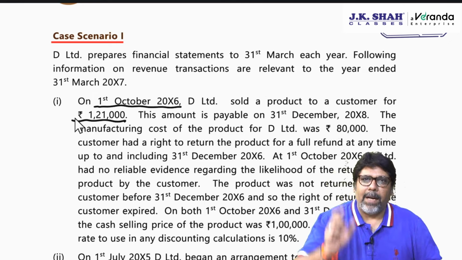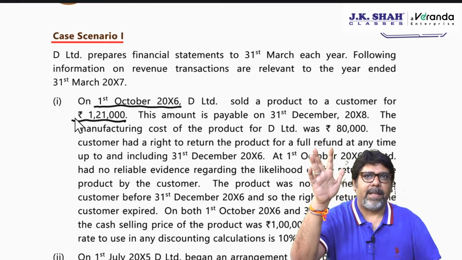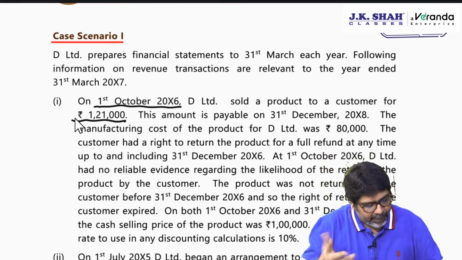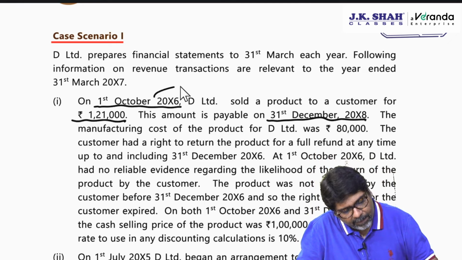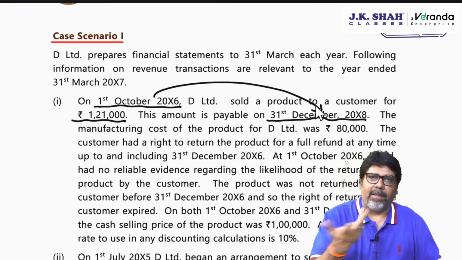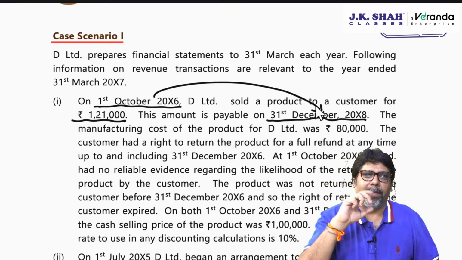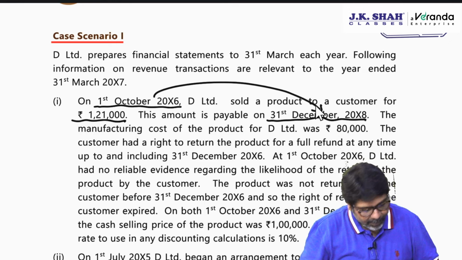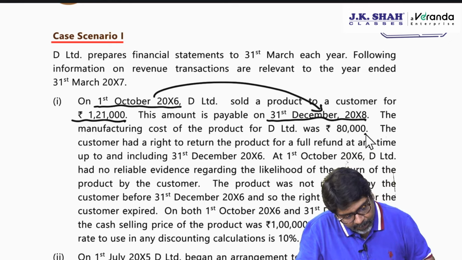I don't know why, when I look at this 1,21,000, I always feel it is 1 lakh plus 10% plus 10%. Anyway, this amount is payable on 31st of December 2008. So after 2 years, obviously there is a financing cost, which you would have also interpreted, because this figure you must have also come across. The manufacturing cost of the product for D Limited was 80,000.